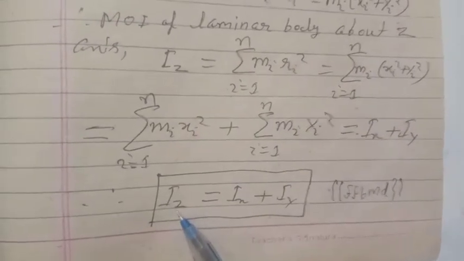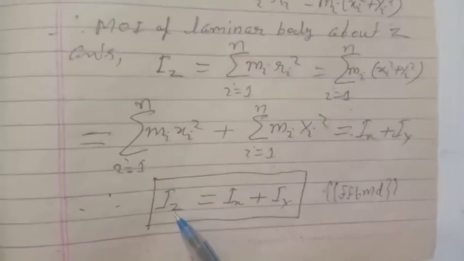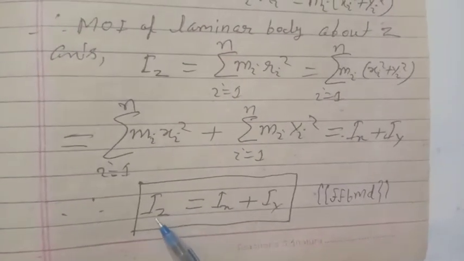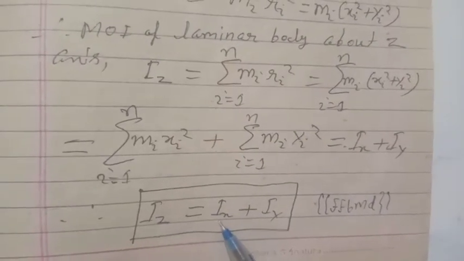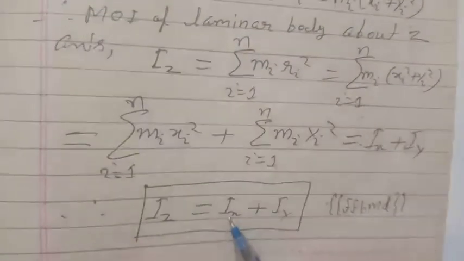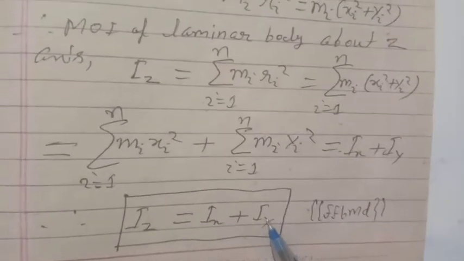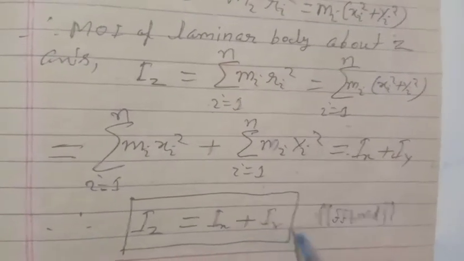Hence we can say that Iz equals Ix plus Iy, where Iz is the moment of inertia of the laminar body about the z axis, which is passing perpendicular to the plane of the body, and Ix is the moment of inertia of the body along a line in the plane, and Iy is also a moment of inertia of the body along a line which is perpendicular to the x line in the plane. So this is the perpendicular axis theorem.